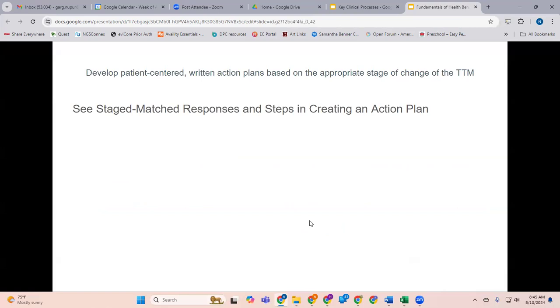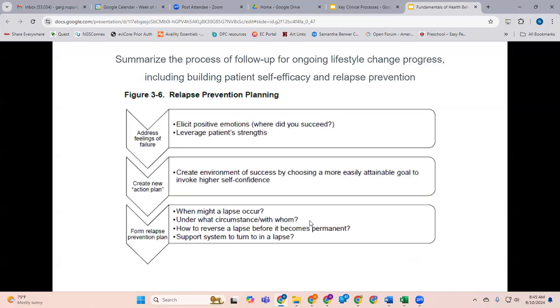Develop patient-centered written action plans. We did that with the steps, the stage-matched responses. We gave you all those responses and examples. And then, summarize the process of follow-up for ongoing lifestyle change progress. We did a little bit of the follow-up already. So how the follow-up looks, how you might want to rechange. This is one of the reasons we wrote the book we wrote, because the chapters are sometimes so confusing in how they phrase it.